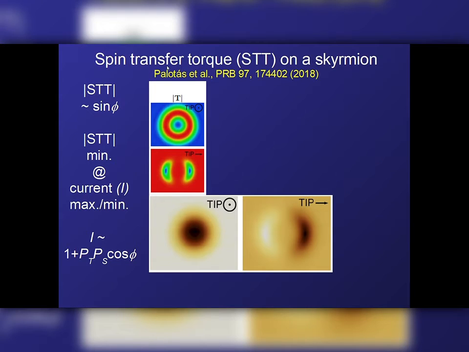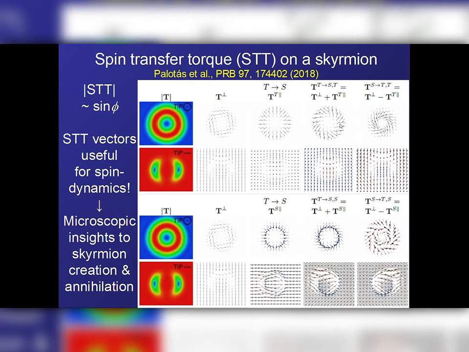And if we want to calculate the spin transfer torque, then we know that it's proportional to the sine of the local angle between the tip magnetization and the local spin of the skyrmion. And this spin transfer torque minimum is found where the current has maxima or minima. So this is illustrated here. These are the STM images. These are the spin transfer torque absolute values. And once we calculate these, we can calculate the spin transfer torque vectors as well, their components.